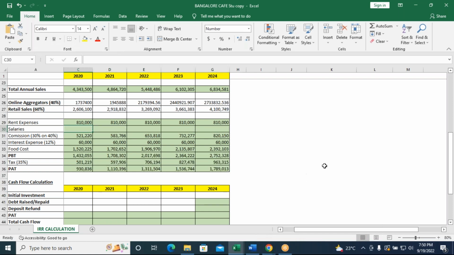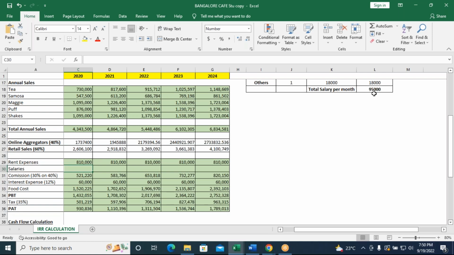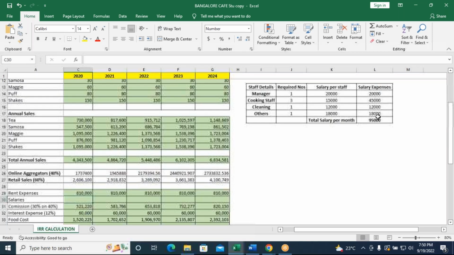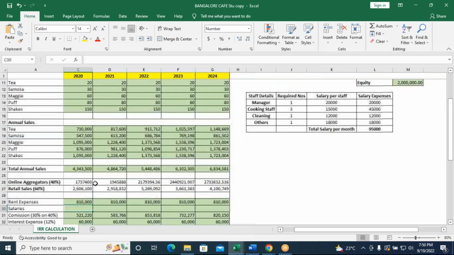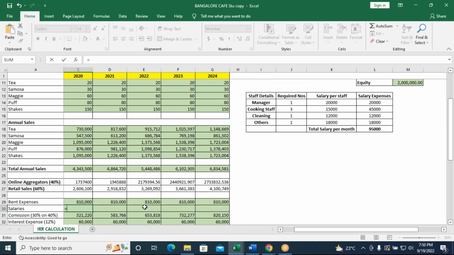Okay, salary, how much we have told here? Per month it is 95,000. If you can see here, the calculation we have done. So salary is equal to 95,000. First here, I'm just going to calculate it for 12 months. First year only, I'm not going to give any increment to them. So it will be 12 months.